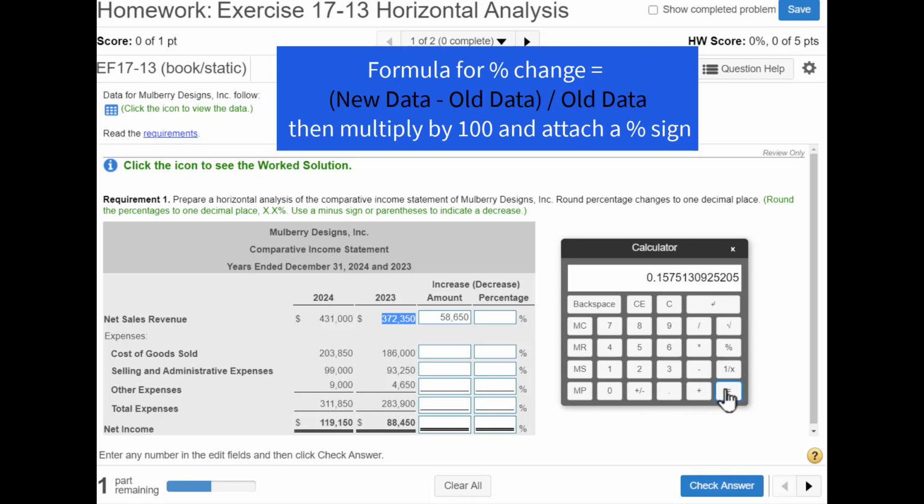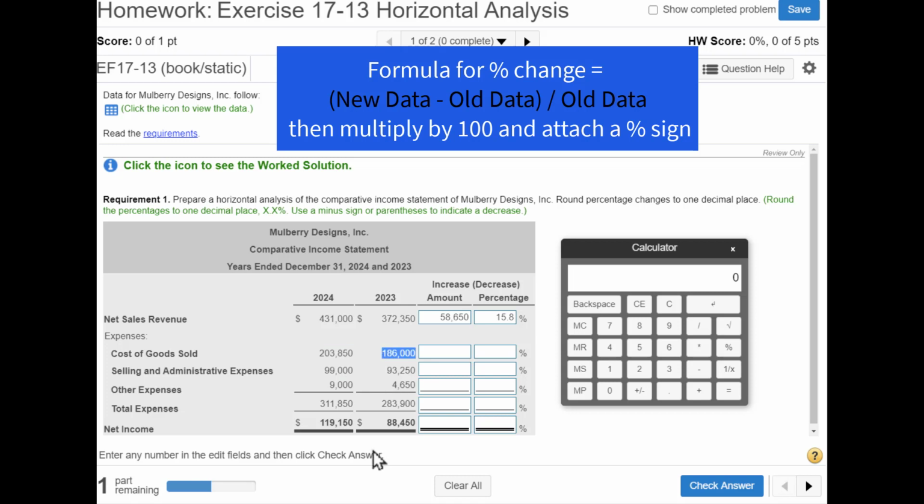equals 0.157. Now, we need to convert this decimal to a percentage. So multiply by 100, or just move the decimal places 2 places to the right. So times 100, we get 15.75, and we have to round to 1 decimal place. So that's 15.8%. It looks like our net sales revenue has increased almost 16%. That's good.